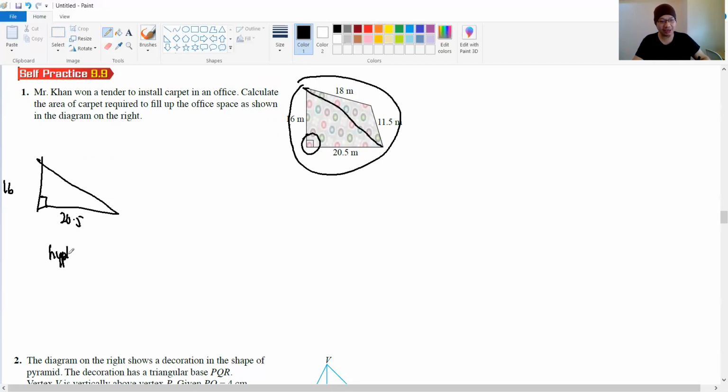So your hypotenuse will be 16 squared plus 20.5 squared and square root. So compute. This is 16 squared plus 20.5 squared square root answer. Then your answer will be 26.0048. Okay. So 4 decimal places, 26.0048. This is your value.